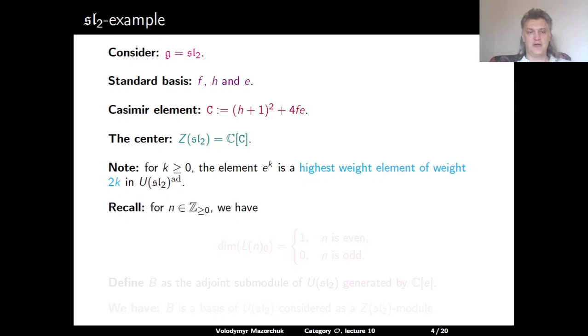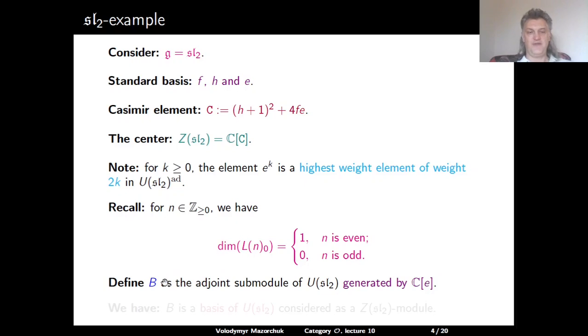Also recall that for a non-negative integer n, we consider the zero weight space in the corresponding simple highest weight module Ln, which is a finite dimensional module with highest weight n. The dimension of the zero weight space is 1 if n is even and is 0 if n is odd. If we define B to be the adjoint submodule of U(SL2) generated by all these elements e to the power k, so generated by the polynomial algebra in E, we will get that B is a basis of U(SL2) considered as a module over its center.